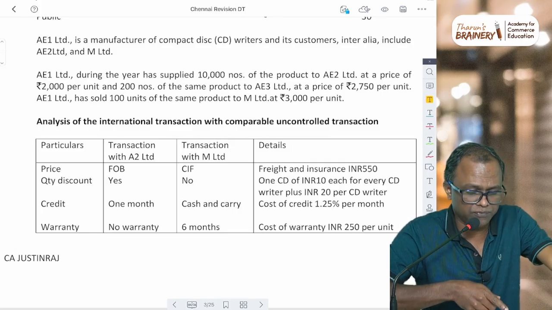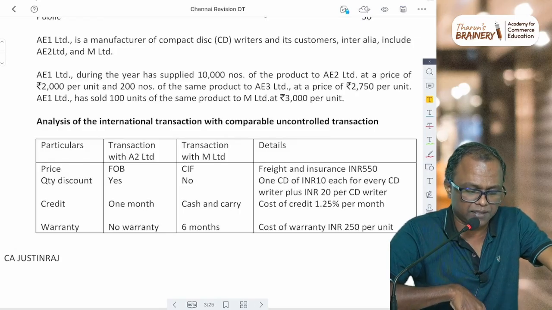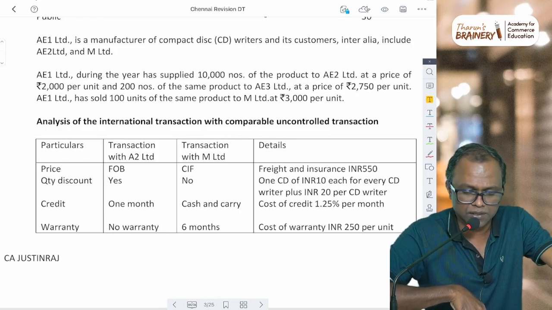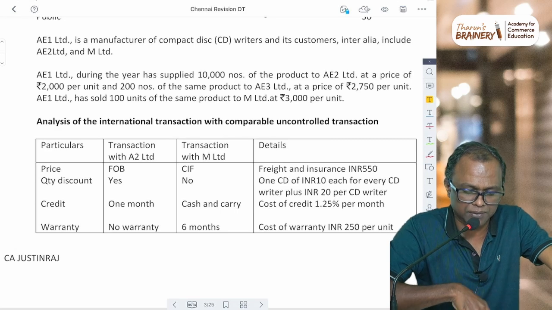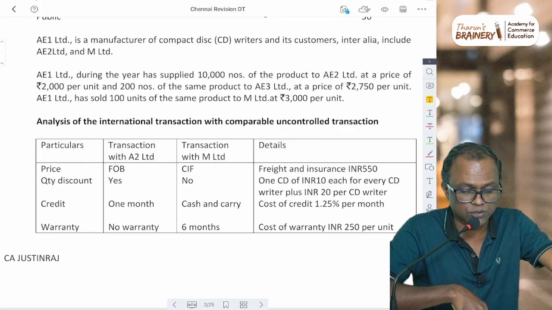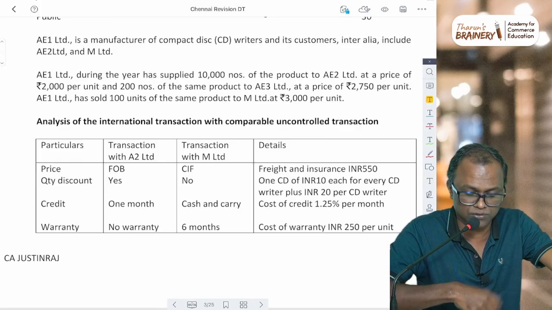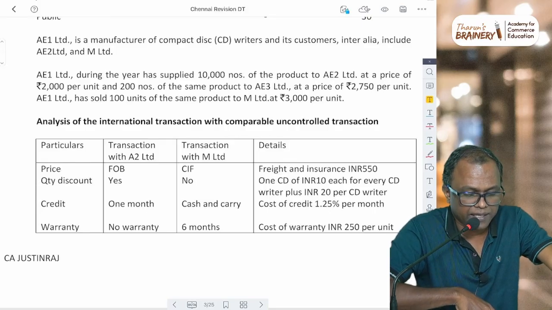Quantity discount. So with AE2 Limited, the related party, we are giving a discount. But with the unrelated party, we are not giving a discount. So what is the discount given to the related party? That is one CD of INR 10 each for every CD writer plus INR 20 per CD writer. That means the total discount is 30. 10 plus 20, 30 rupees is the quantity discount given to the related party. But remember, no discount is given to M Limited, the unrelated party. So that's a difference.